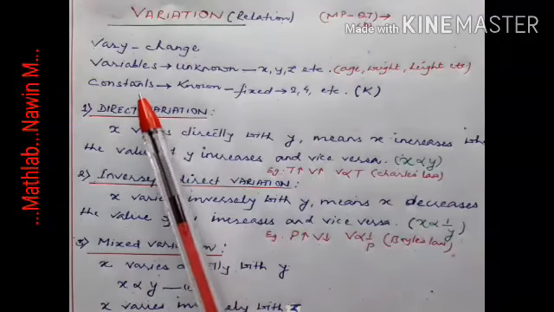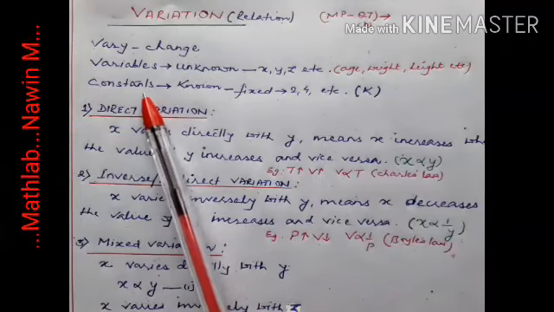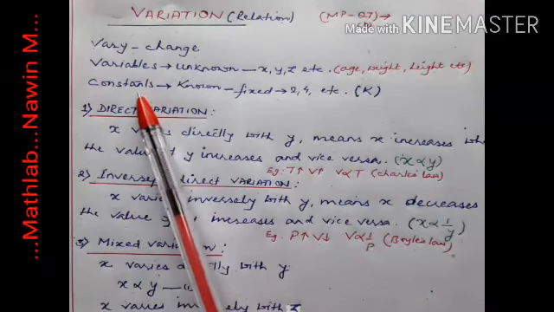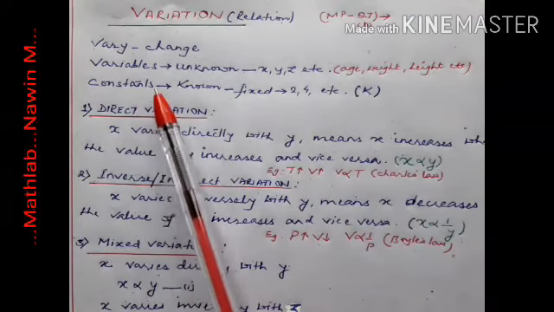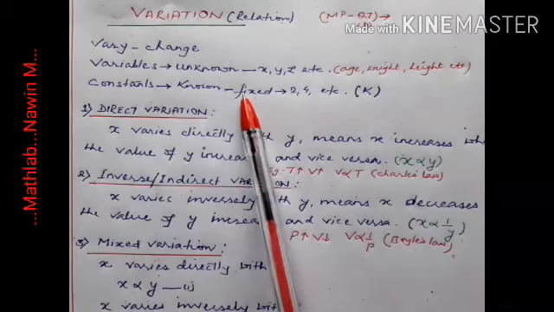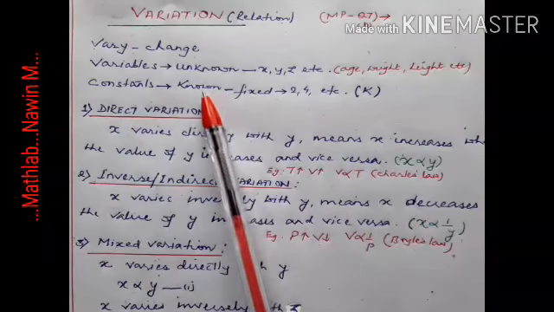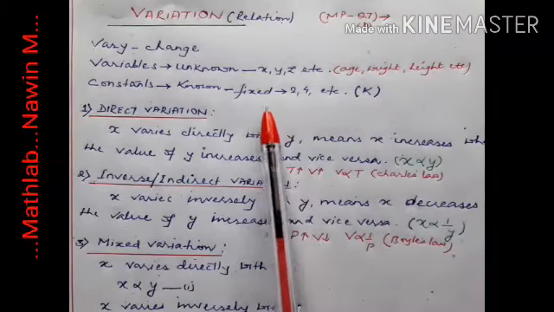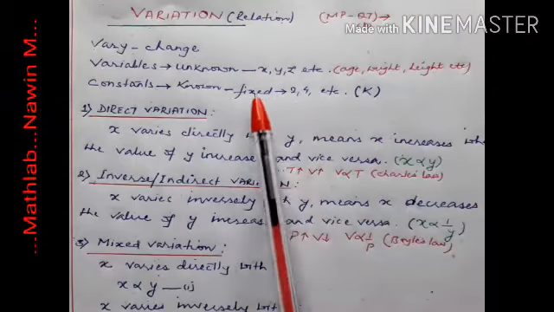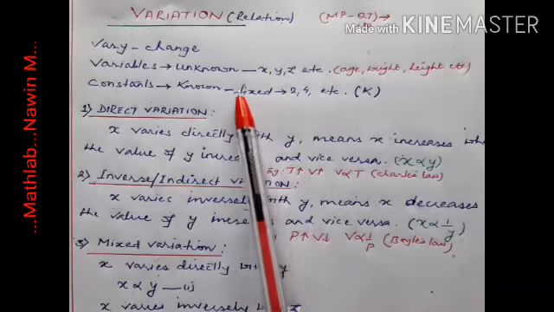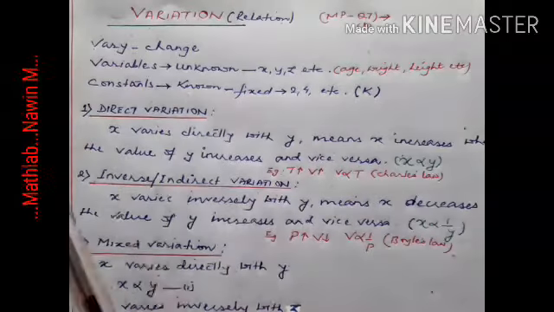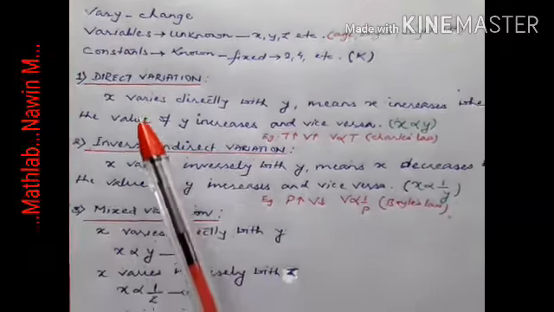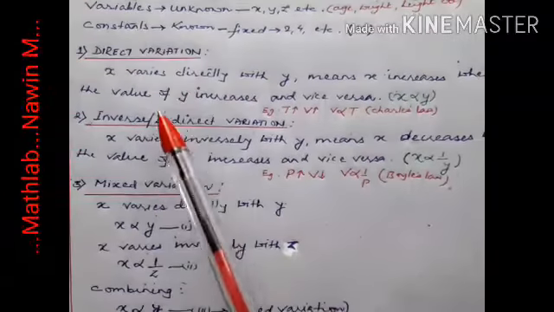There are other terms such as constants, which are fixed numbers, whose values are already known. For example, 2 means 2, we know, 1 2. 4 means 4, 1 2 3 4, whose values are known or fixed are called constants. Now see, there are three types of variation.